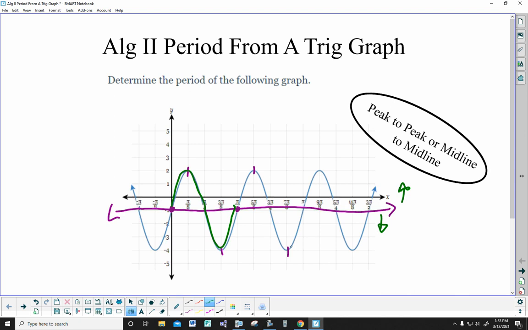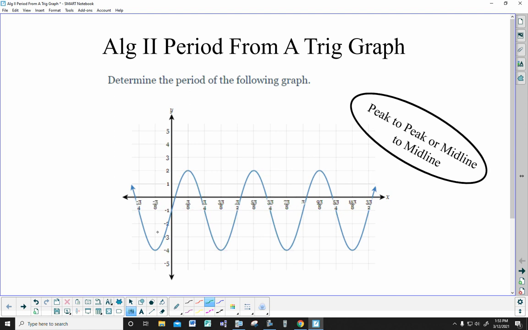Now, if I say from peak to peak, from here to here is the same distance. How long does it take for it to start to repeat itself? This is one period. This is going downhill, now it's going uphill. When does it start going downhill again? It starts going downhill over here. So that's one full period. I usually think of it as midline point to point, skipping one, but peak to peak is another way to do it.